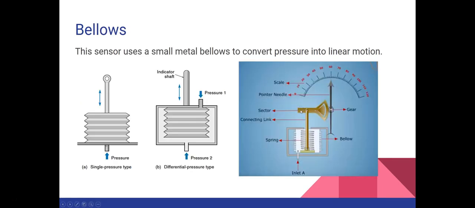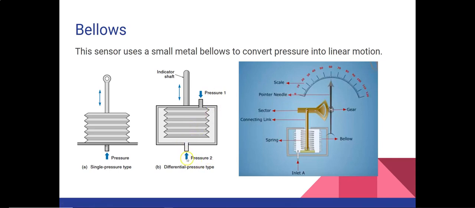Now next is the bellows. This sensor uses a small metal bellows to convert the pressure into linear motion. You can see here, these are the two pictures. This is a single pressure type where the pressure is applied just from the bottom. And in the second picture, you see this is the differential pressure type, and in this one the pressure is applied from the top and the bottom. So this is your pressure 1, this is your pressure 2.